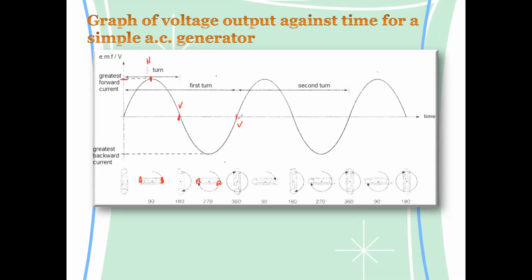Then again it continues to rotate. Again it will be horizontal, then vertical, then horizontal, and then vertical. So that is a second turn, and it goes on. Is it clear about the AC generator, the alternating current generator, and how it produces electricity? The basic principle is that when the rectangular coil rotates in a magnetic field, there is a change in the magnetic field, and due to the change in magnetic field, there is induced EMF.